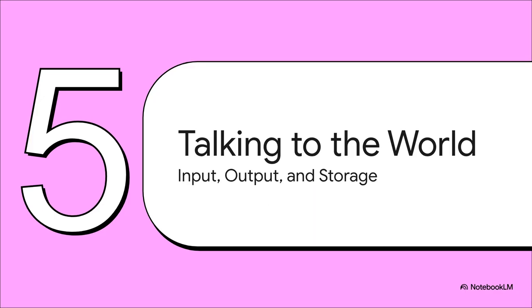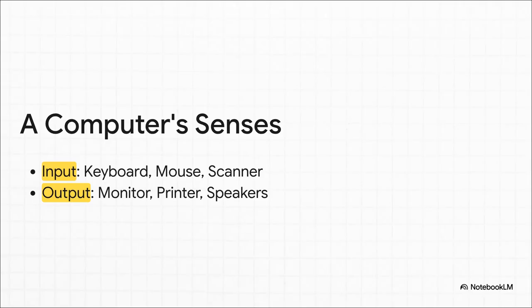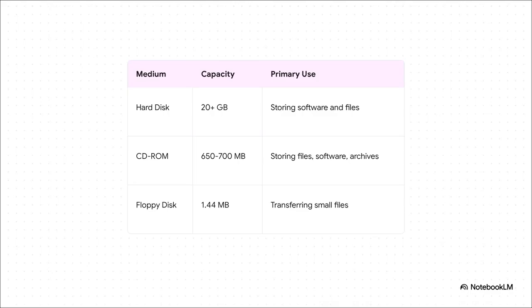Okay, last piece of the puzzle. How does this amazing brain actually talk to us, and how does it save things for good? Well, this is where its senses come in. All those input and output devices. I mean, just think about how you use your computer. You put information in using a keyboard, a mouse, maybe a scanner. Those are its input devices. And it gives information back out to you through a monitor, a printer, or speakers. Those are its output devices. It's that simple, really. And for saving all that information permanently, wow, have we come a long way.